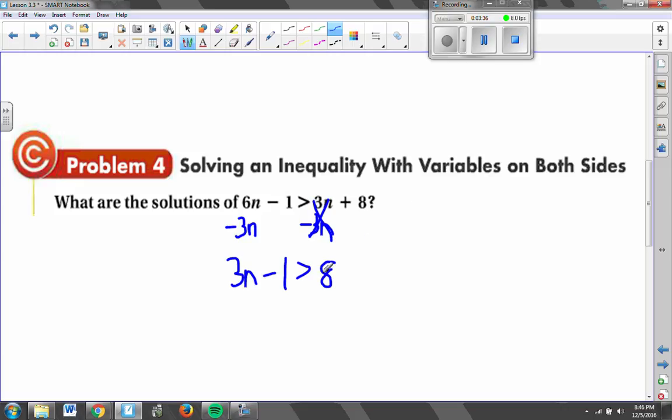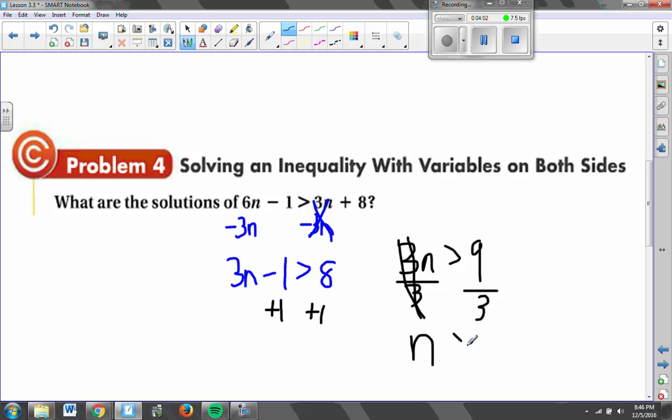Nothing plus 8 is a positive 8. And now we should know how to solve this inequality. We have to undo the minus 1 by adding 1 on both sides. And I get 3n is greater than 9. And then to get n by itself, I have to divide by 3, and divide this by 3. And I get n is greater than 3. Now I didn't have to flip that sign because I divided by a positive number, not a negative.